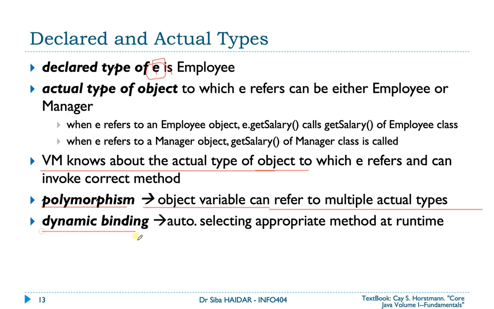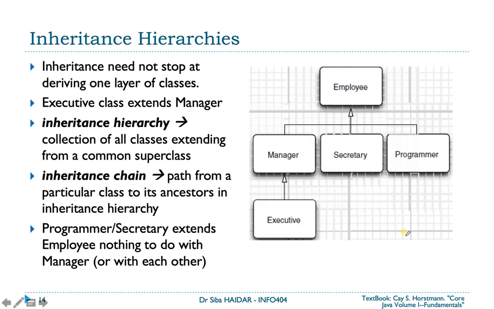What is dynamic binding then? Dynamic binding is the operation to automatically select the appropriate method at runtime. Let us see what is inheritance hierarchy before explaining the dynamic binding. As you now know, the inheritance need not stop at deriving one layer of class. First, in this example, we had the employee, then we had manager extends employee. We can also have an executive class, which extends an ordinary manager. An executive manager is a manager, but a special kind of manager. So this is called inheritance hierarchy.